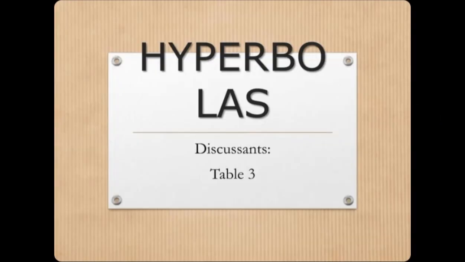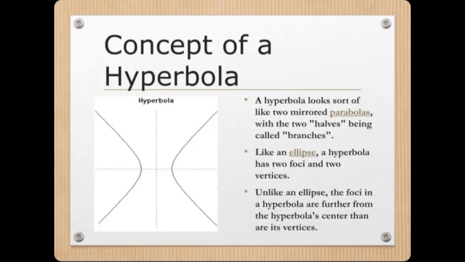So in here we're going to talk about hyperbolas. So this is the concept of a hyperbola. A hyperbola looks sort of like two mirrored parabolas, with the two halves being called branches.